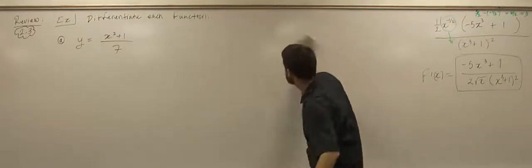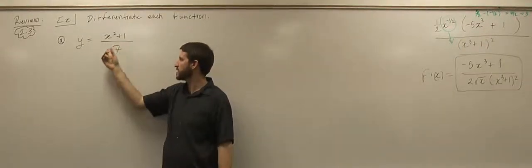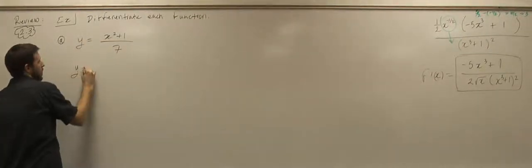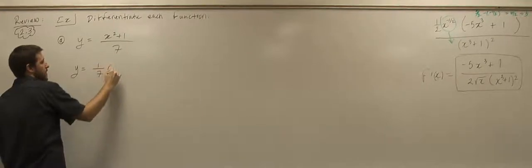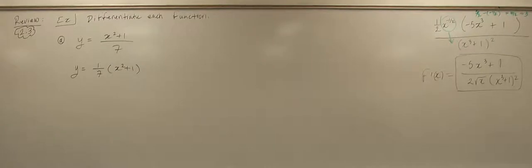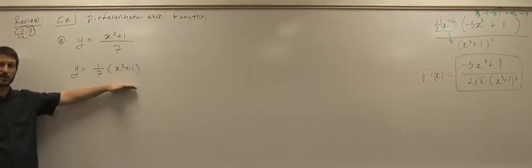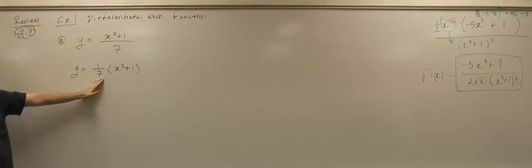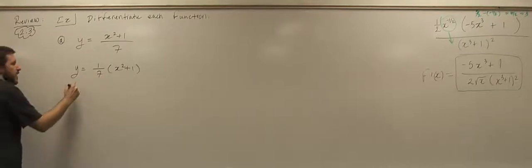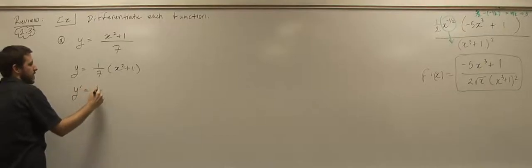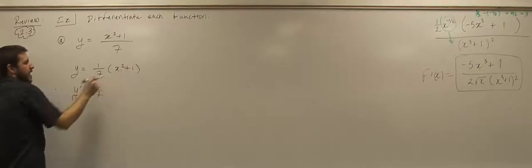When the bottom's constant, like this is just a constant 7, there's no x in it, you can rewrite it with a 1/7 out front times x squared plus 1. And this is going to be a lot faster to differentiate. So if the bottom is constant, I would pull it out as a fraction like this, and then do my derivative. Since this is a constant multiple, it can stay in front, and then you just do the derivative of these guys.